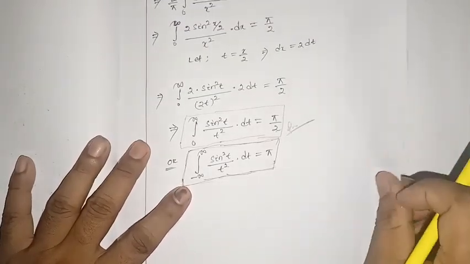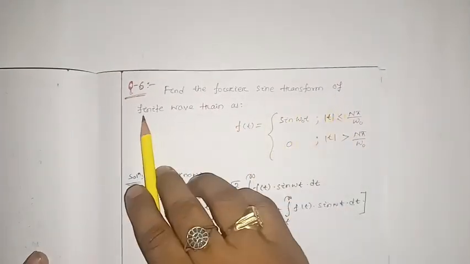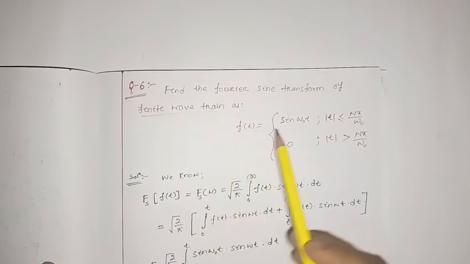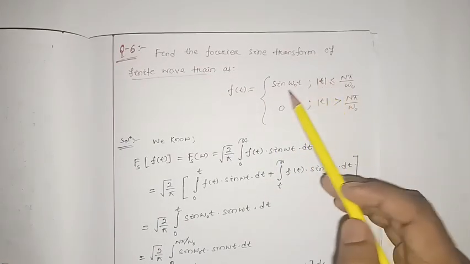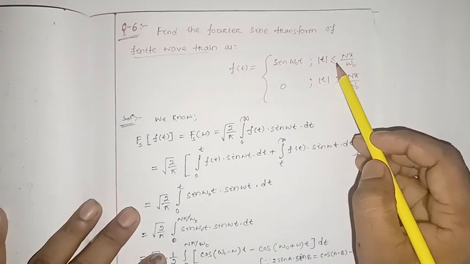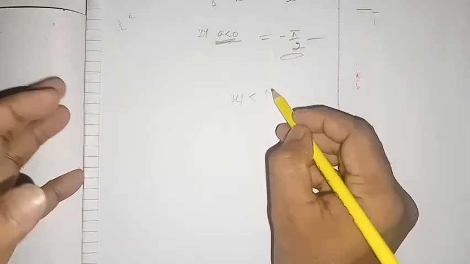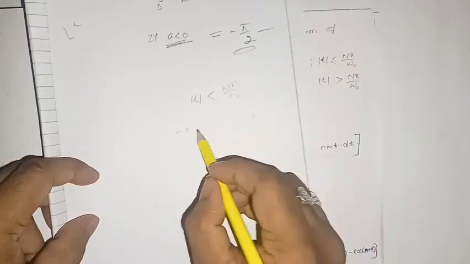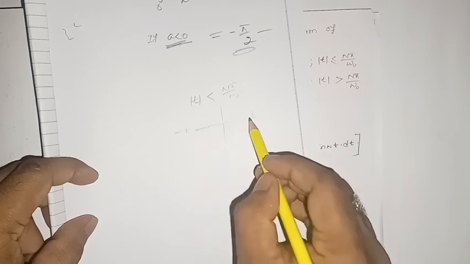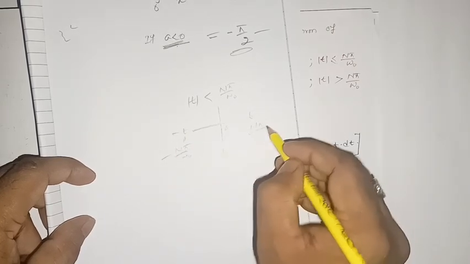Now we are going to go for our last question, which is the Fourier sine transform of the finite wave train. It is written as a finite wave train, that is f(t) equal to sine omega naught t, where omega naught is a constant, which exists for mod t less than or equal to n pi by omega naught, and otherwise 0. So mod t less than n pi by omega naught means this function exists between minus t and plus t. Outside it is 0; between minus t and plus t this function exists. So the t value here is n pi by omega naught, minus or plus n pi by omega naught.